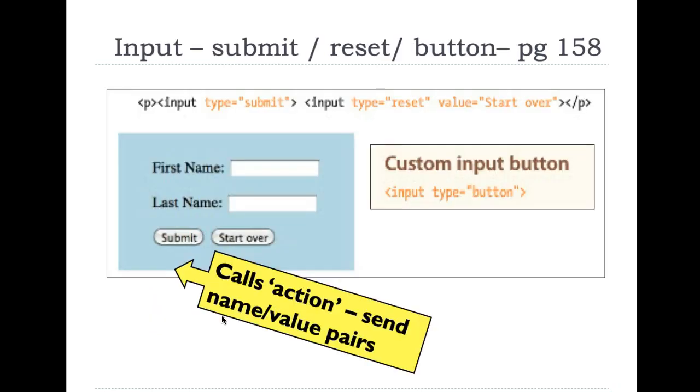Okay, so here's a case where we have an input type submit, which is the lower left button, and then we also have an input type reset, and the value is start over. So if you have an input type reset, it will clear all elements in that form.